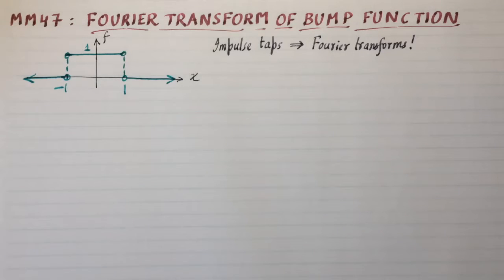The simplest possible example of a Fourier transform of any function is a function that's got a constant value 1 in a certain interval and 0 everywhere else. So this is a classic example. It's known as a bump function. So you turn the bump on at -1 and you turn it off at +1.